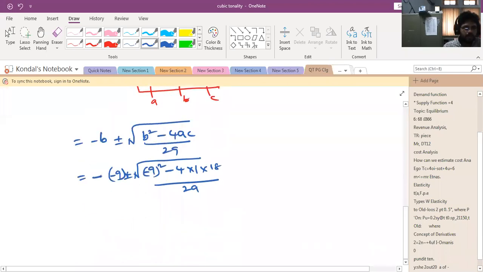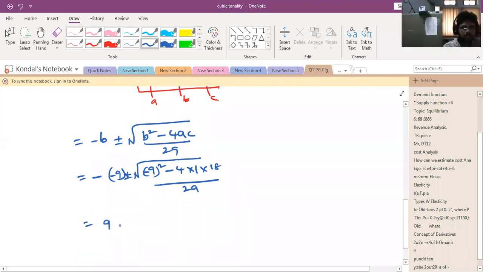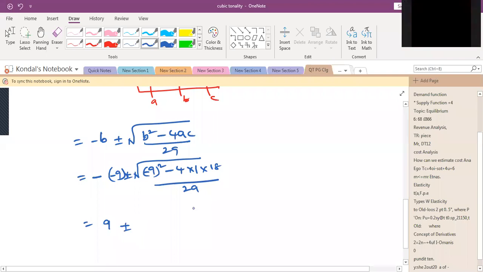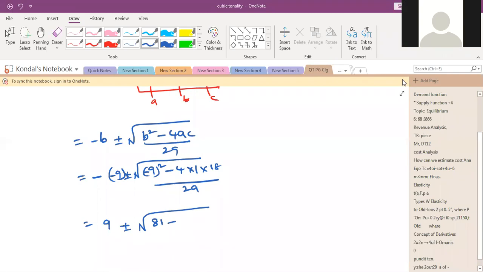So minus into minus is plus. Minus of minus 9 is 9, plus or minus under root, 9 into 9 is 81, minus 4 into 1 into 18. 4 into 18, how much?